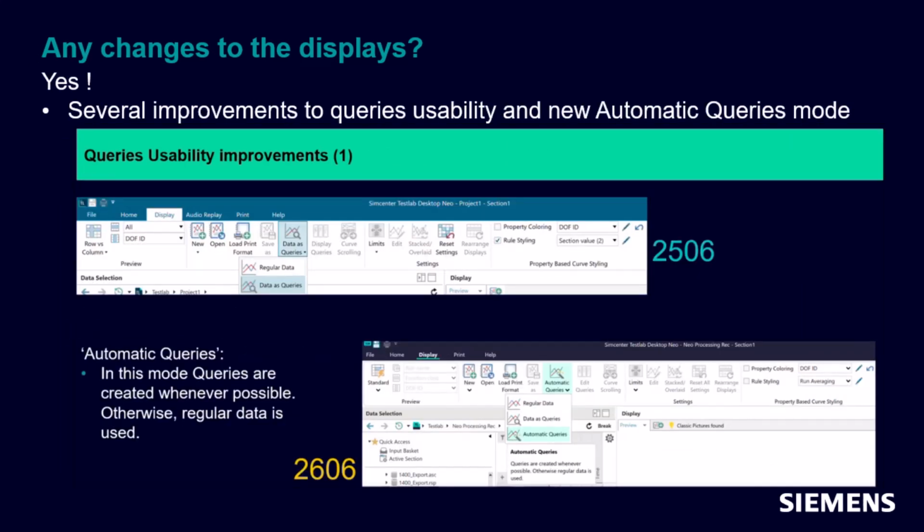We've added a new query mode. In 2506, we had regular data and data as queries. If you dragged data in when you were using data as queries and it couldn't find any data, it would leave the display blank and basically tell you it couldn't find any appropriate data. In 2606, there's a new mode called automatic queries. If we drag data in and it can make a query, it will make a query, and then the legend will show you a cue indicating that a query was made. If we can't make a query, it's not going to show you the cue.